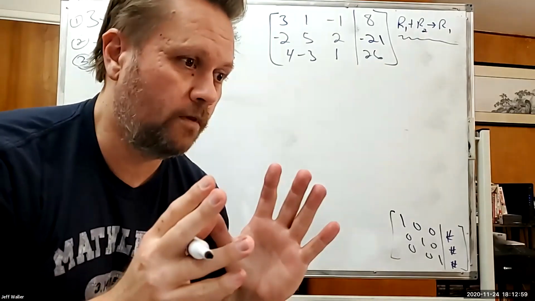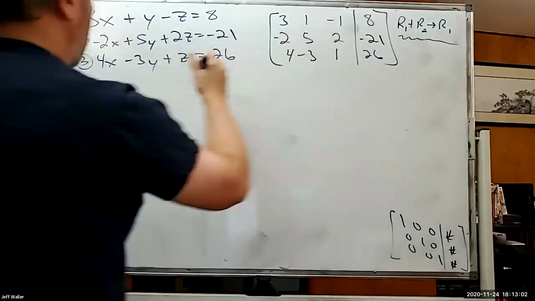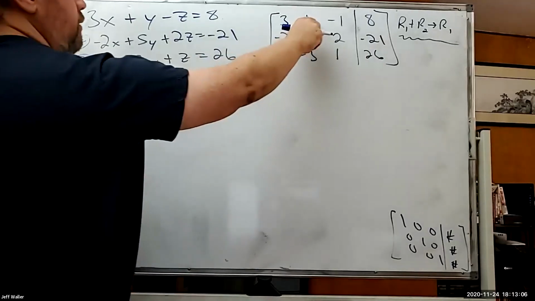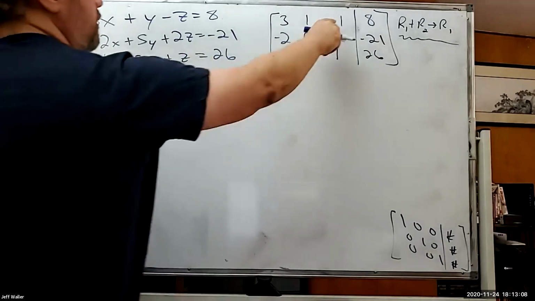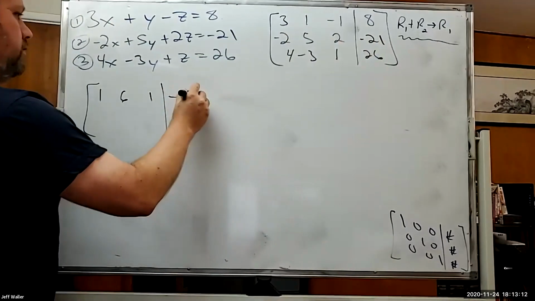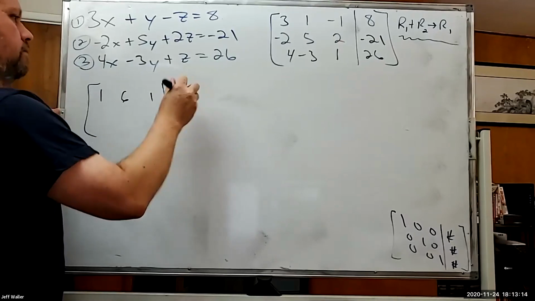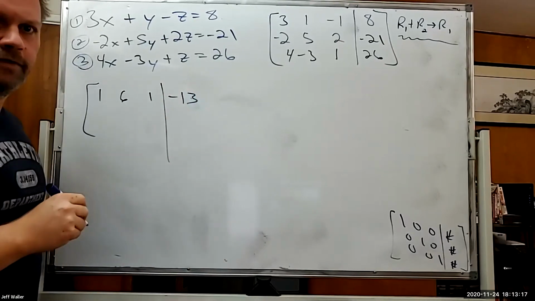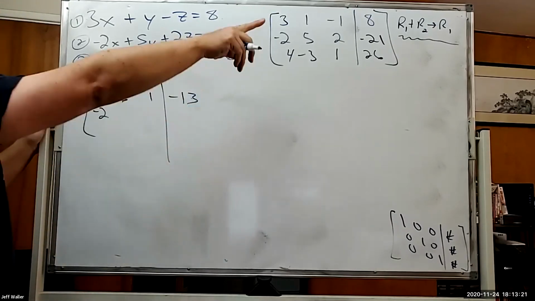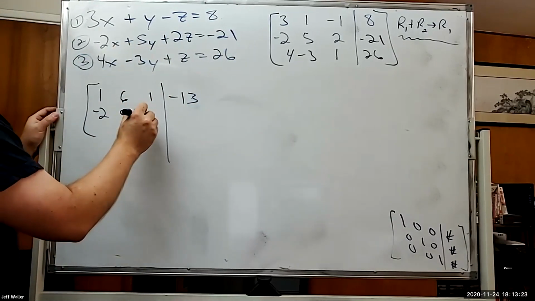Oh, okay. So if I add row 1 and row 2, I'm going to get 3 minus 2 is 1. 1 plus 5 is 6. Negative 1 plus 2 is 1. 8 minus 21 is negative 13. Is everybody with me so far? Nothing major has happened yet. I would normally do more than just that, but let's go ahead and do a little more work.